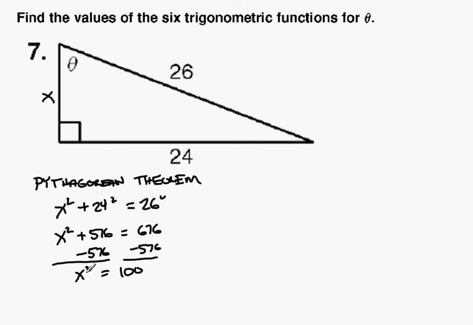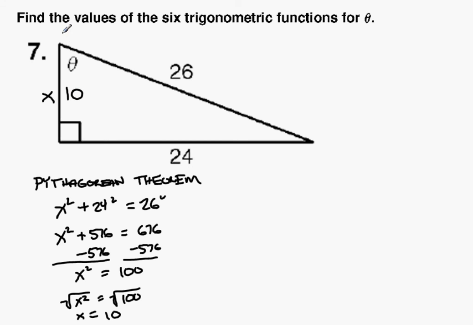The way to get rid of a square is to square root it. Those are inverse operations. So I square root x squared, and I square root 100, and we find out that x is equal to 10. So that is my missing side, 10.